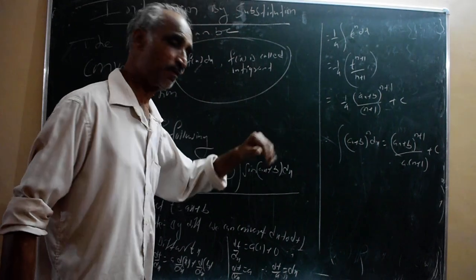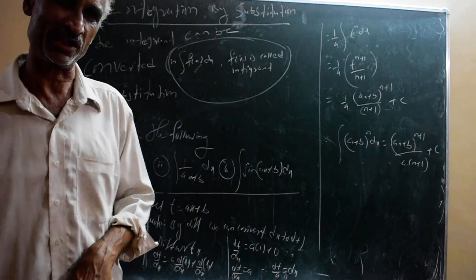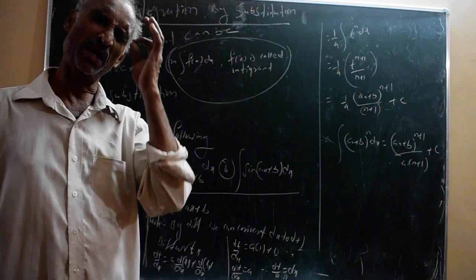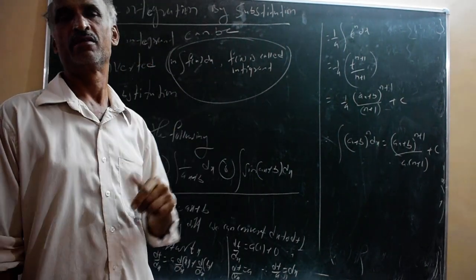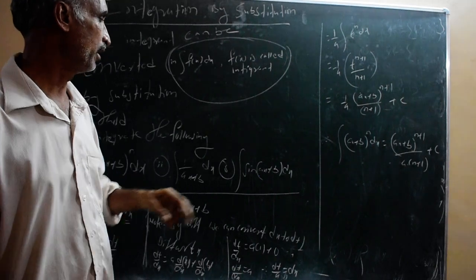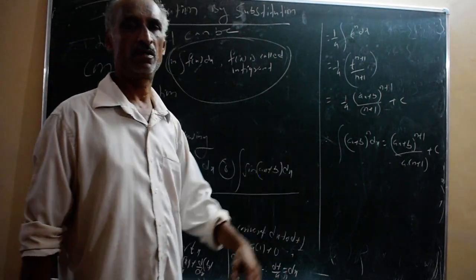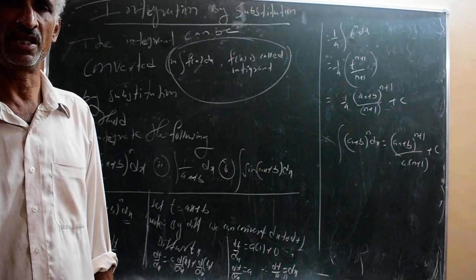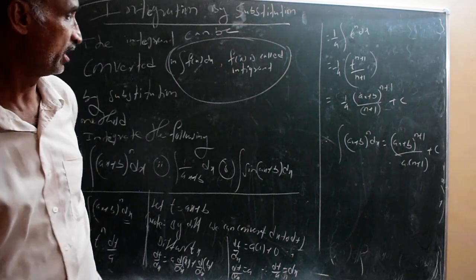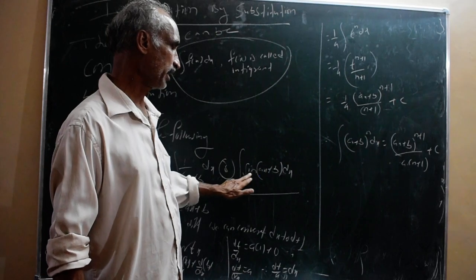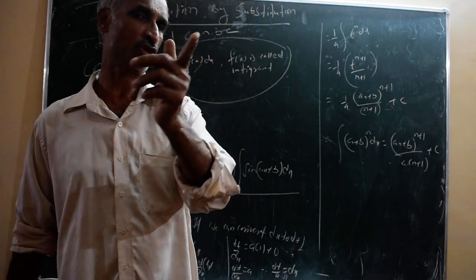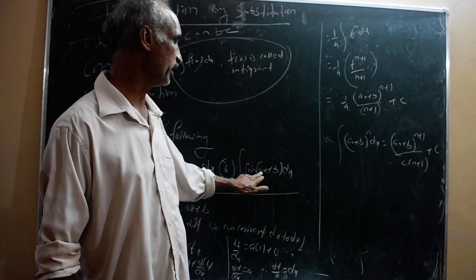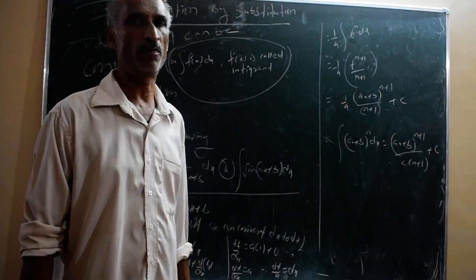So sin x integration is minus cos x. Therefore sin ax plus b integration is minus cos ax plus b upon a. Then integration of cos x is sin x. Therefore cos ax plus b integration is sin ax plus b upon a. Even b may be 0 also. Sin ax integration is minus cos ax upon a. If b is 0, then automatically only ax remains. Then also the same formula is applicable.